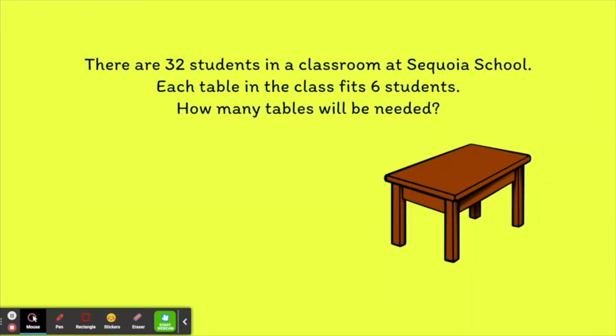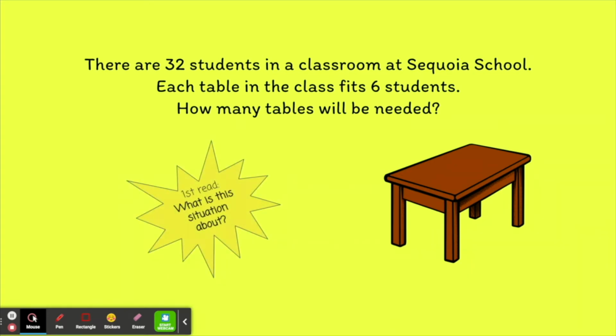So our problem: there are 32 students in a classroom at Sequoia School. Each table in the class fits 6 students. How many tables will be needed? So here's our first read. What's the situation about? Well, this situation is about tables and making sure that we have enough of them, because we know that 6 students can sit at each one.